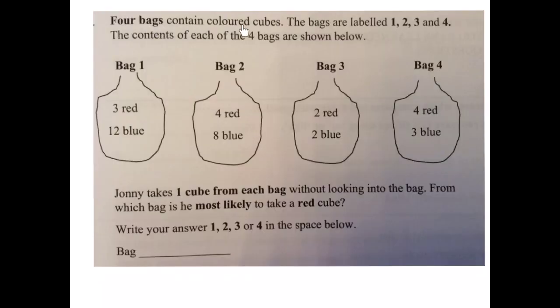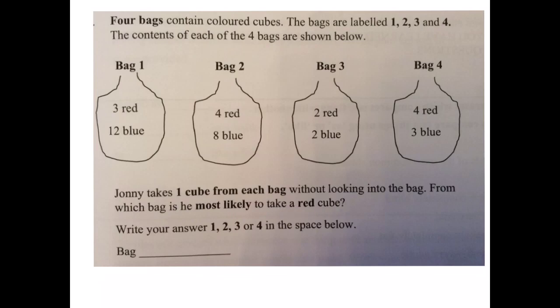4 bags contain coloured cubes. The bags are labelled 1, 2, 3 and 4. The contents of each bag is shown below. So here's what is in bag 1, bag 2, bag 3 and bag 4. Johnny takes 1 cube from each bag without looking into the bag. From which bag is he most likely to take a red cube?